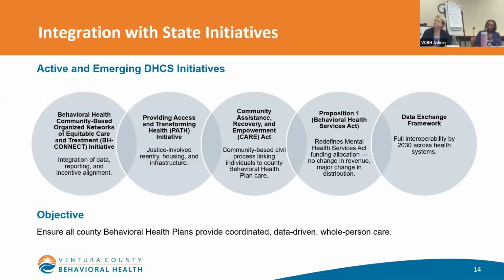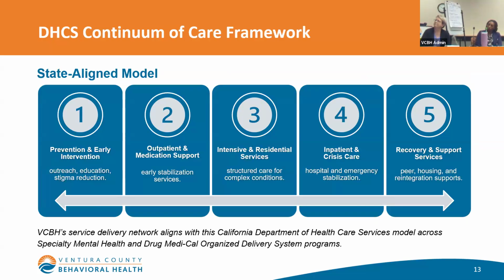Okay, this is just a summary of the alignment. As you can see, it goes from prevention, outpatient, intensive and residential, inpatient, and also recovery support services. As you noted, the arrows go both ways. Again, we are always mindful that when it comes to behavioral health and social determinants of health, due to housing, relapse, or unforeseen circumstances, they can go up and down. So we are always mindful of that in our system.